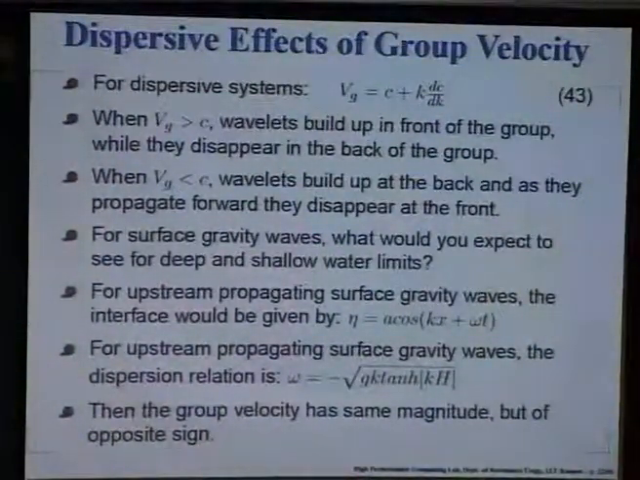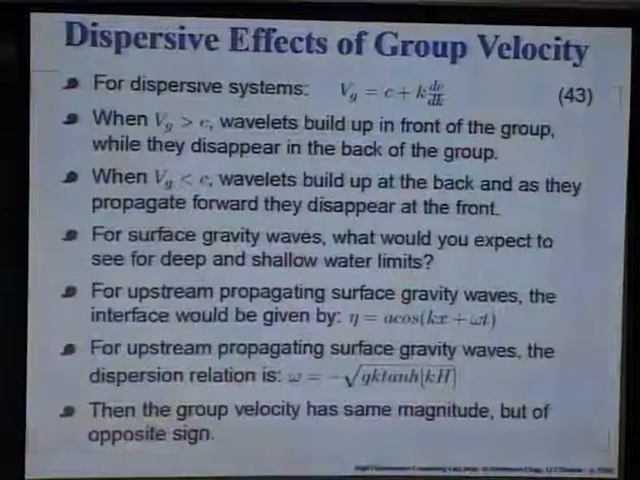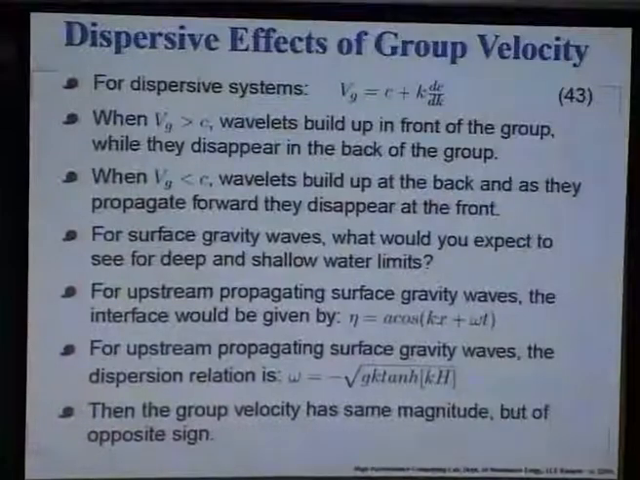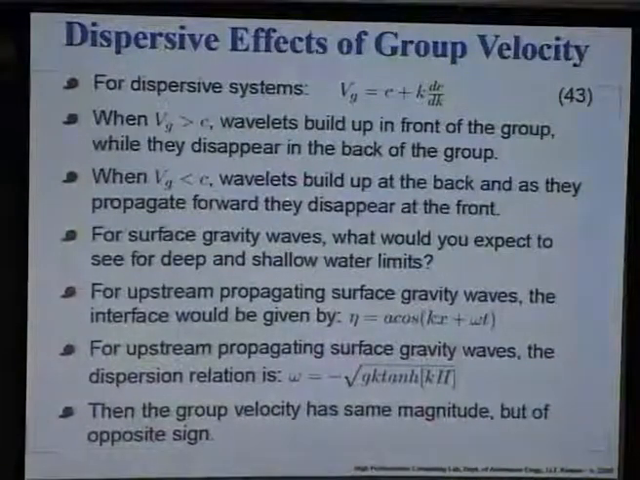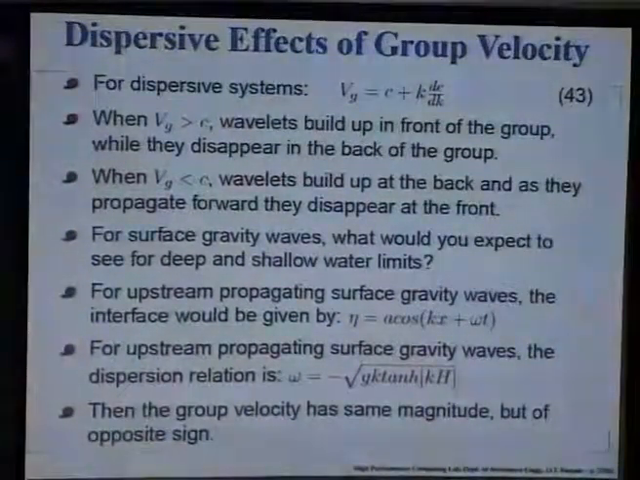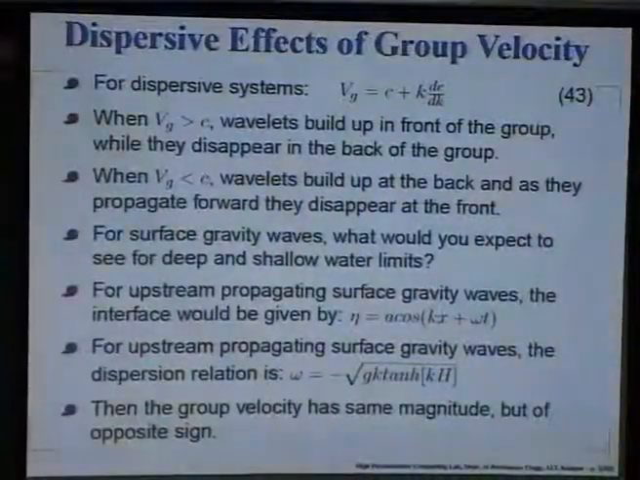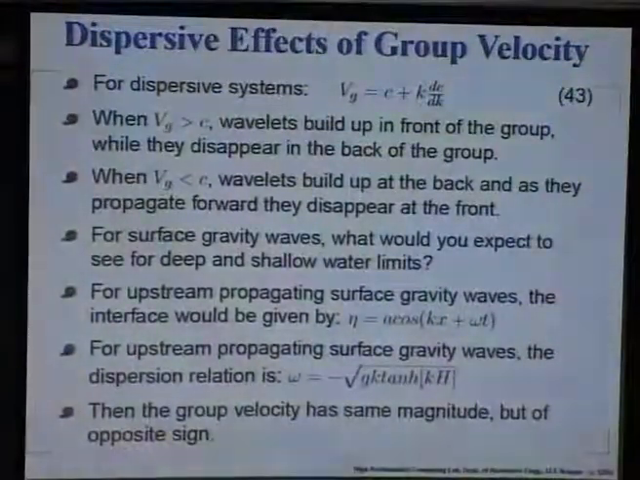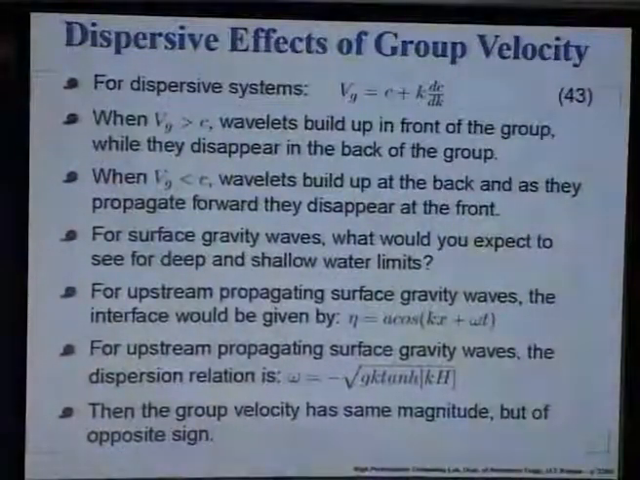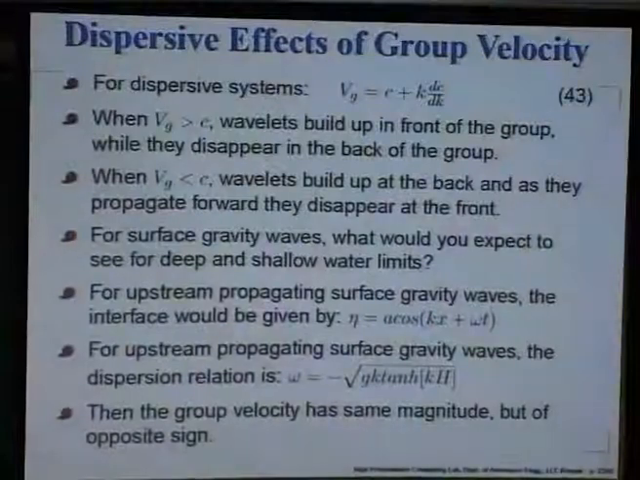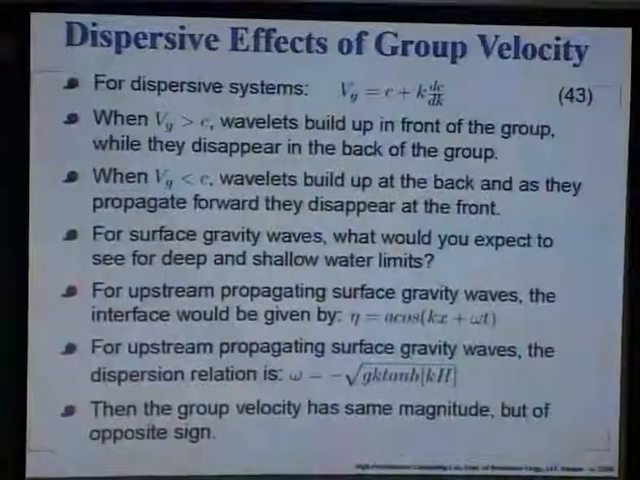Okay? So, this is something we will have to realize: if the group velocity is more than c, then you will see the wavelet building up in the front, disappearing in the back, and vice versa. When the group velocity is less than the phase speed, then the energy is lagging behind, while the phase can go ahead. You would see the wavelets fall back, and because there is no energy to support them, they will keep disappearing in the front.